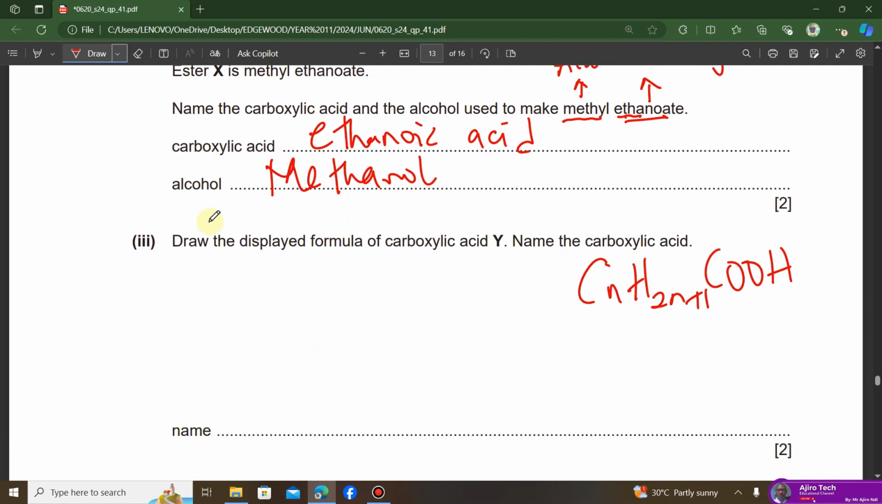So when we put N, that means N is 2. So when we put N here, it becomes C2H(4+1), that's 5, COOH. Just by looking at this, we can now draw the formula of the carboxylic acid, because it needs to contain 2 carbon atoms in the chain. So from here, we could simply draw the displayed formula of this, since we have the total number of carbons now to be 3. It's going to be something like this: 1, 2, 3.